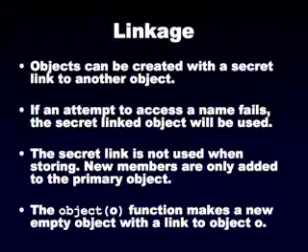When objects are created, they're created with a secret link to another object. This is the method by which inheritance is achieved, because objects are able to inherit from other objects. If we attempt to access a member from an object and that access fails, the system will silently go to the object that that object was linked to and see if it has a member with that name. And if it does, it returns it, and computation goes on. If it doesn't, then it will finally return undefined.